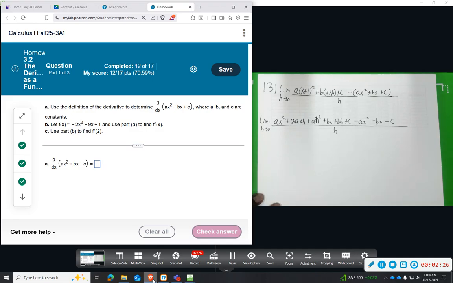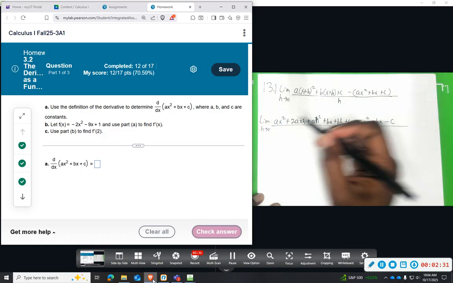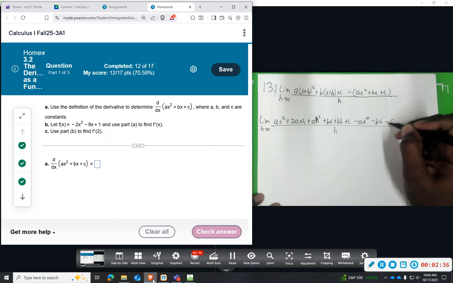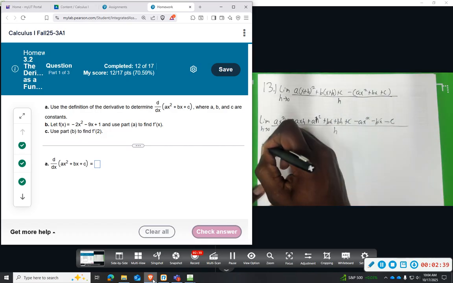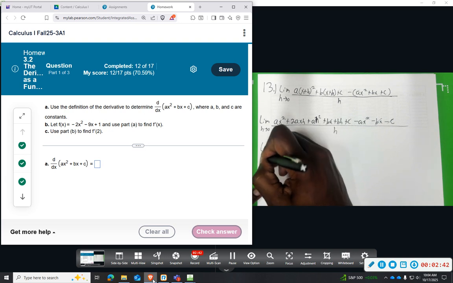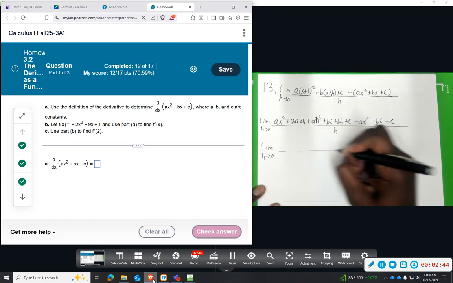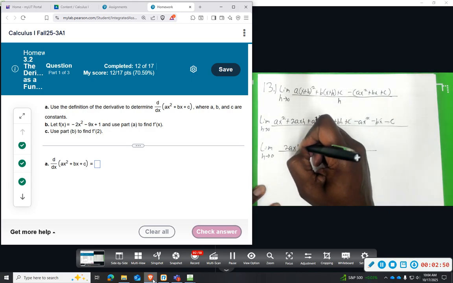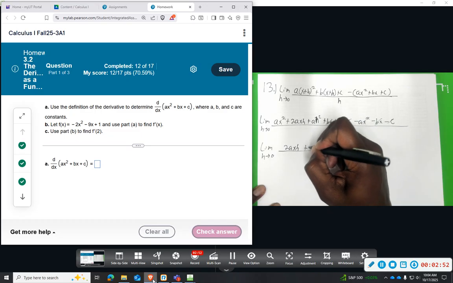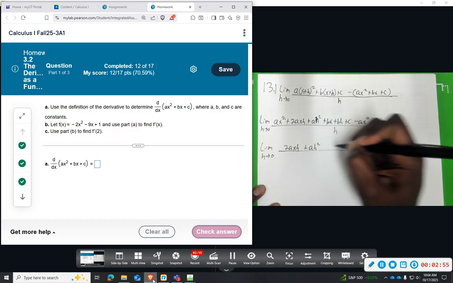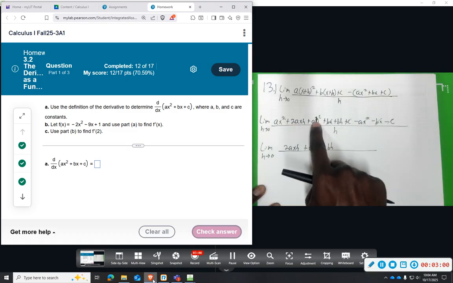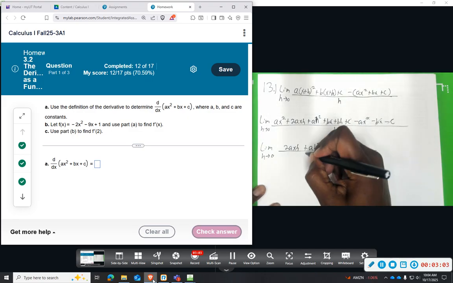And then we'll cancel out like terms, so the ax squared, the bx, positive and negative, and the c. That'll leave us with 2axh plus ah squared plus bh, and then that is it, all over h.